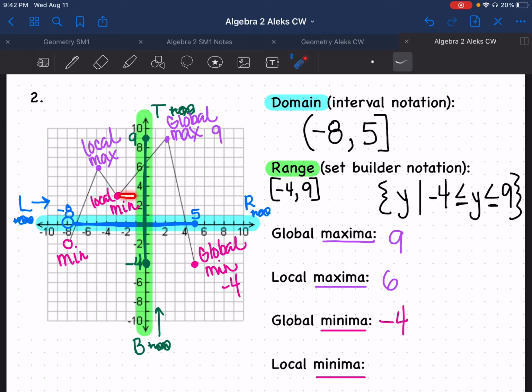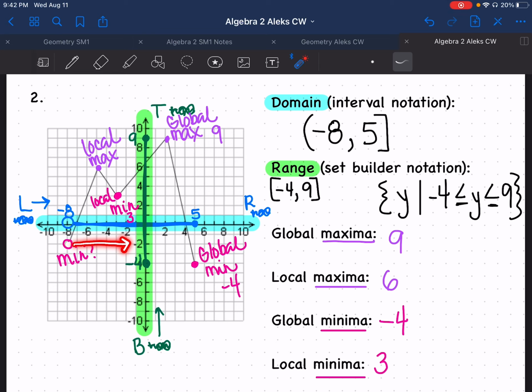And I'm going to come over here. It's right between the 4 and the 2, so I'm going to go ahead and say 3. And now I have to make a decision. Is this a minimum? If you say yes, your answer would be -2.